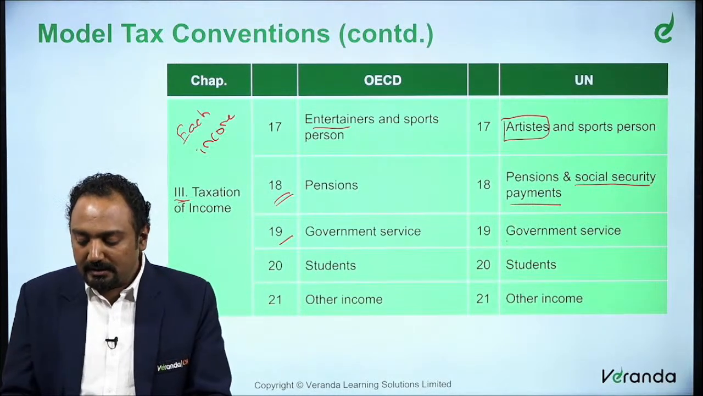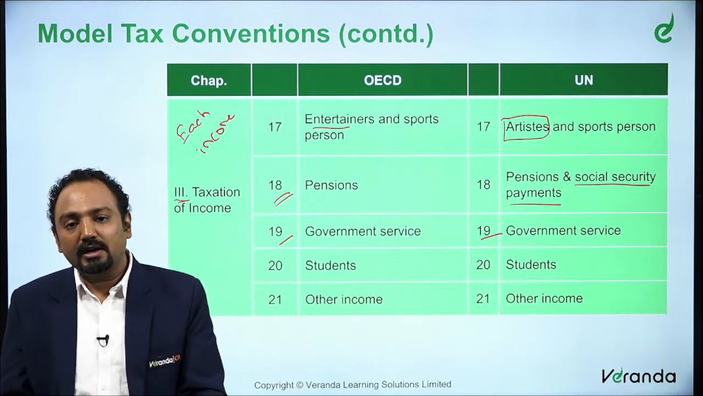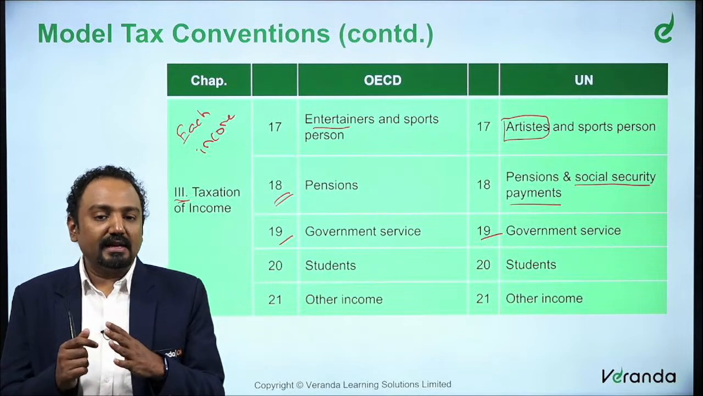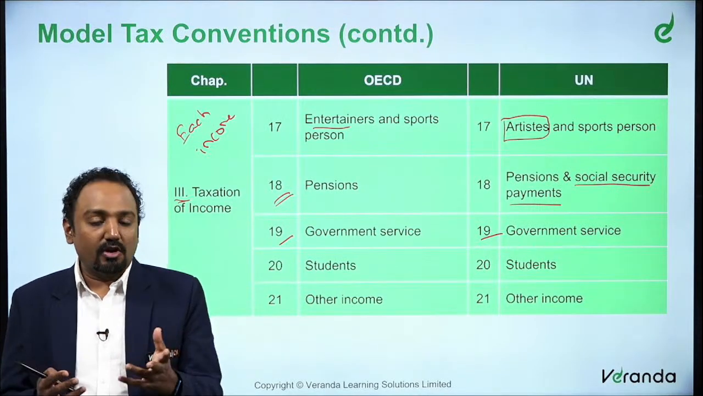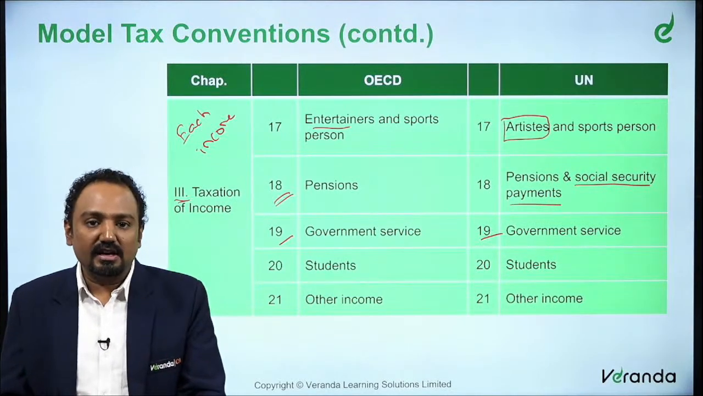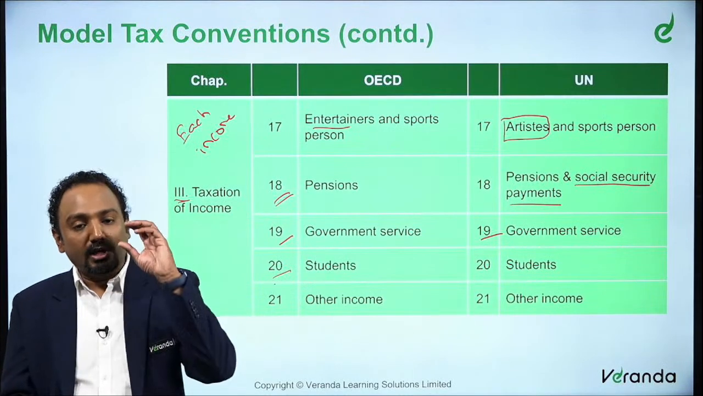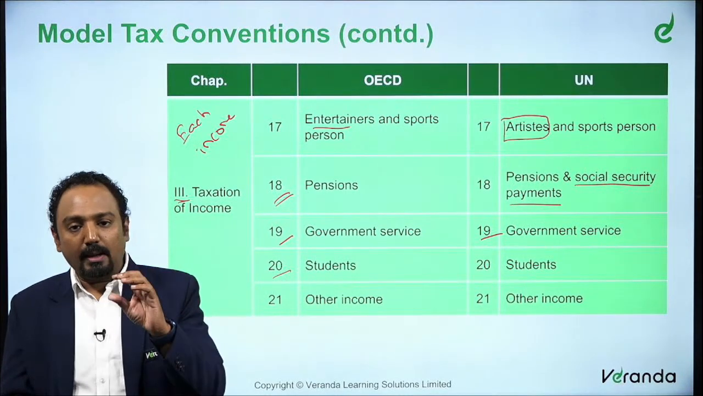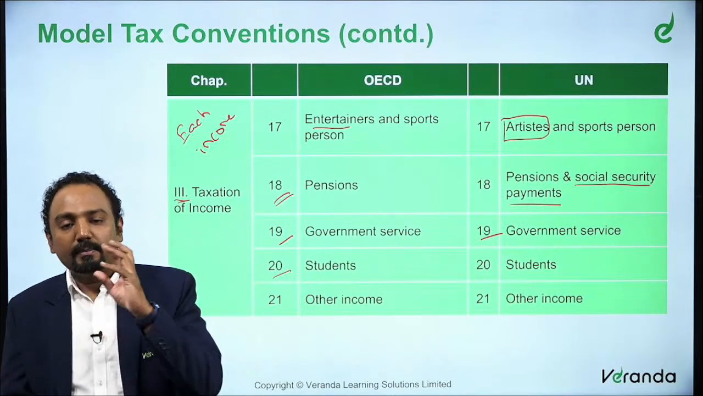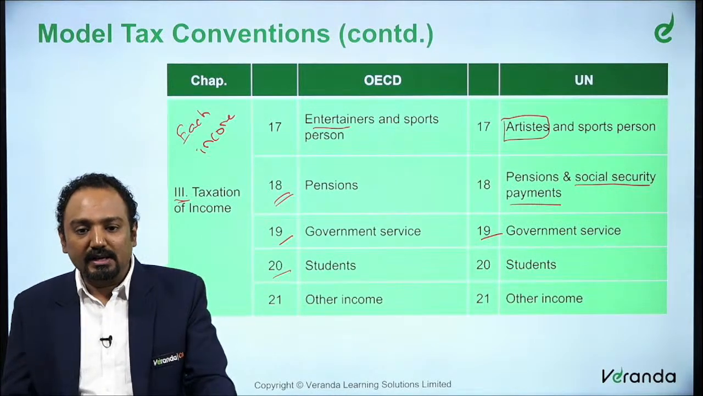And then you have a common one, Article 19, that is government service, in both the OECD and the United Nations. So what is government service? When there is a service relating to a government organization, such income is covered under government services. And the next one, Article 20, is for students. So what are the provisions about students? What happens when a student is receiving income? What type of income, and where is it taxable? This student's income is discussed in Article 20.